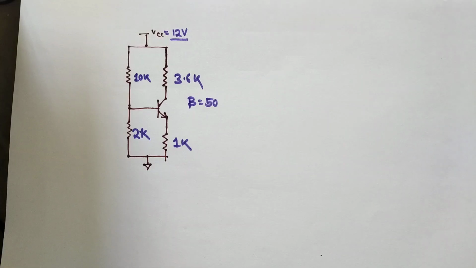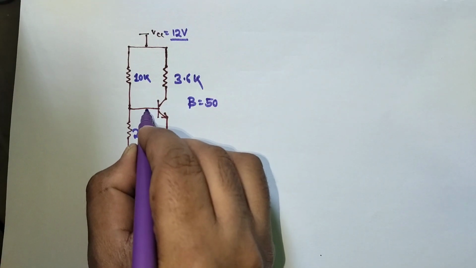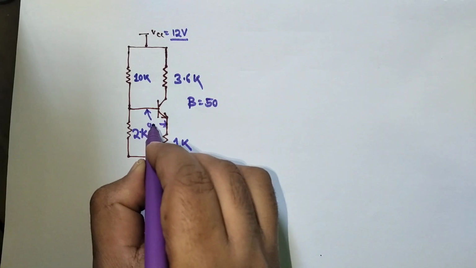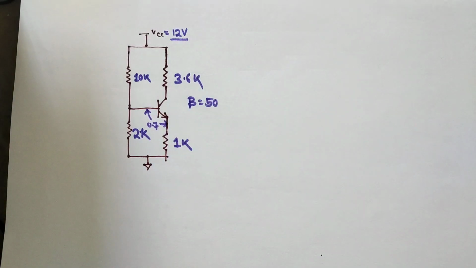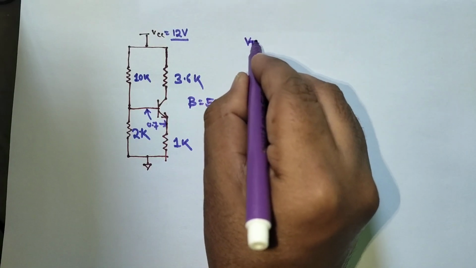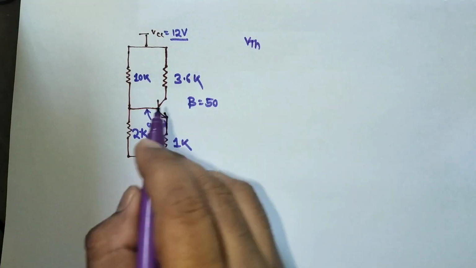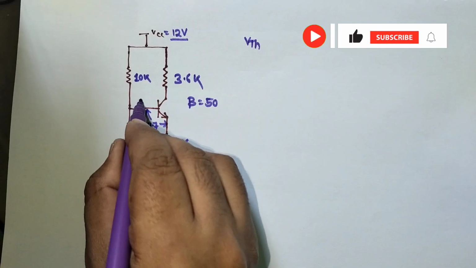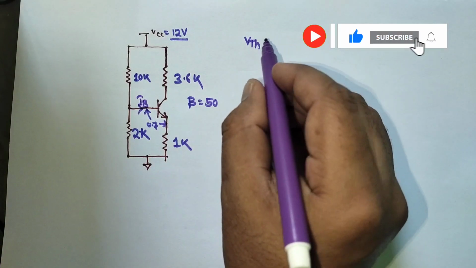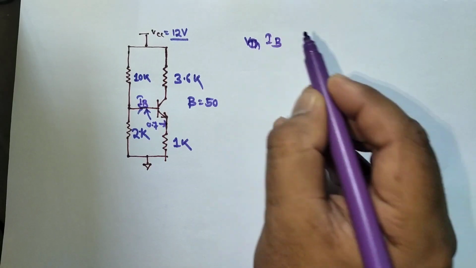And here VBE is equal to 0.7. Basically it is 0.7 because silicon is the most used, otherwise 0.3. The data sheet also mentions the VBE. Okay, first we already know VTH equal to, we're not going to derive everything here, you know it previously, so I need to find this IB first. Then we already know IB equal to how much?